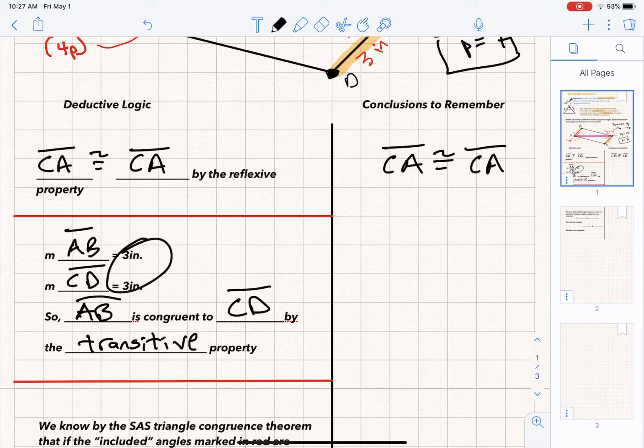Okay, that should be a familiar property, and I'm just keeping a running list of our conclusions here. Our conclusion now is that AB, these are sort of like sub-conclusions, AB is congruent to CD.